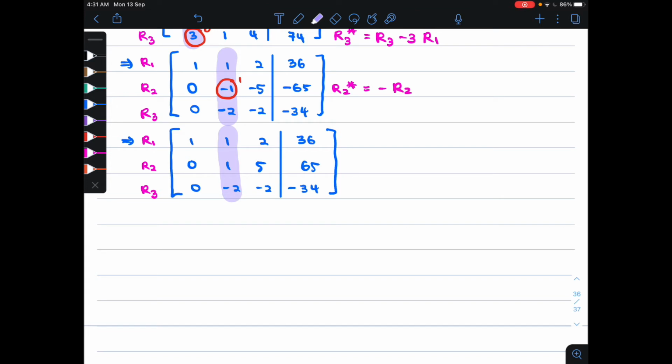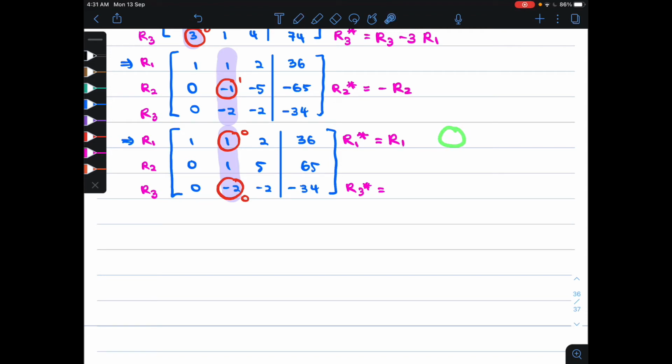So, let's look at our second column. Our diagonal is already 1. Now we need to change the others to become 0. So we need the new R1 and the new R3. For R1, we need to change from 1 to become 0. So kat sini pun kena letak R1.